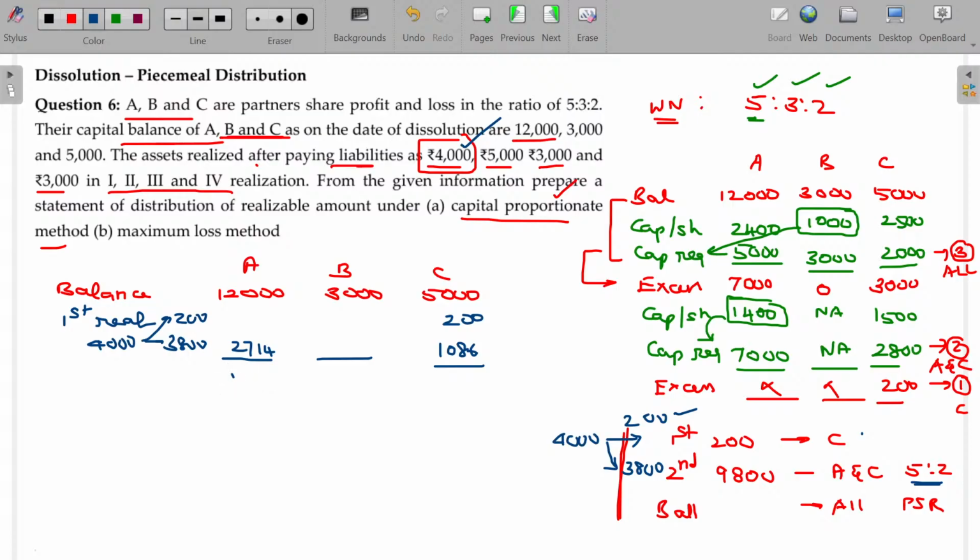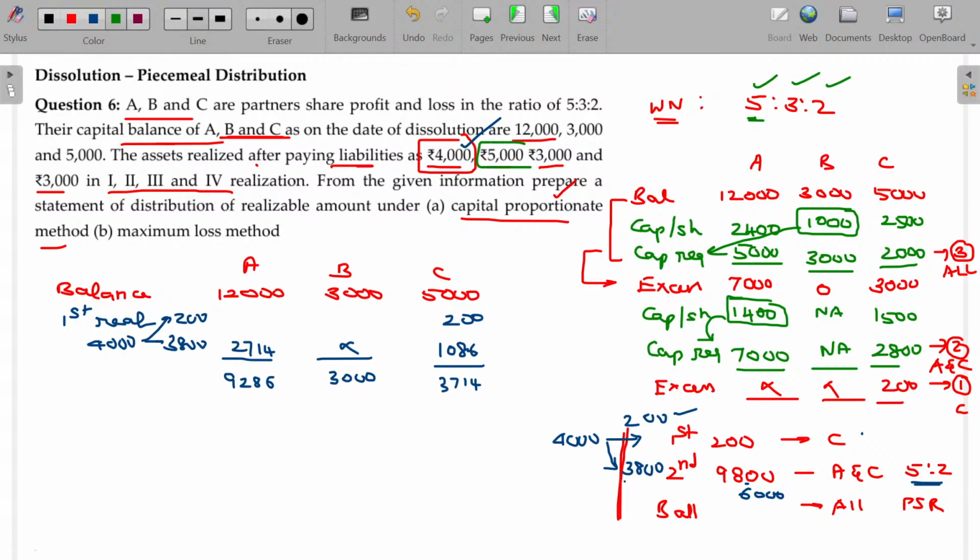Balance payable being 9,286. 3,000 payable to B. Nothing is paid out of the first realization amount. 3,714 is payable to C. 9,800, 3,800 is paid already. Still we have to pay 6,000 rupees. Further, if you get any more realization, out of that, up to 6,000 is again meant only for A and C.